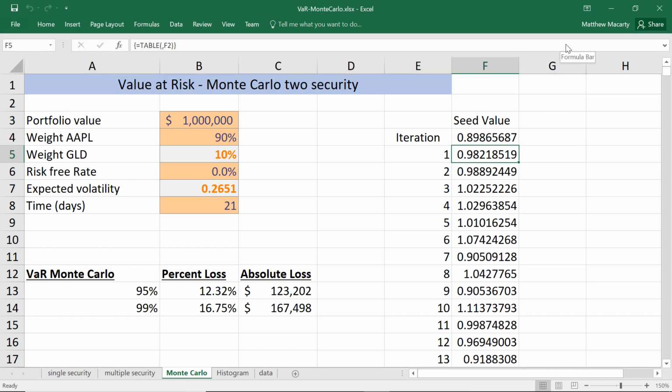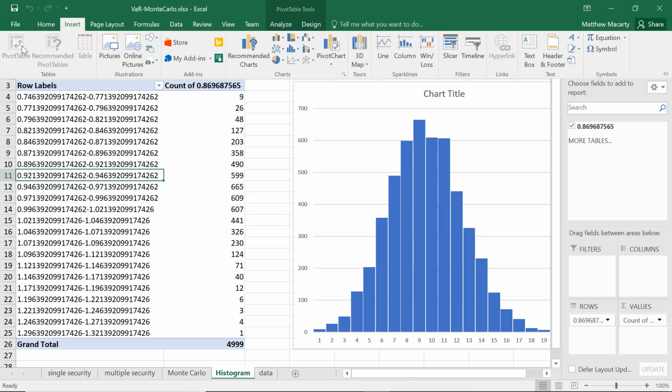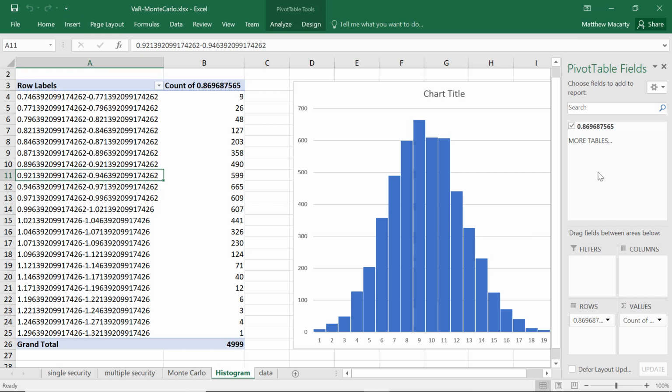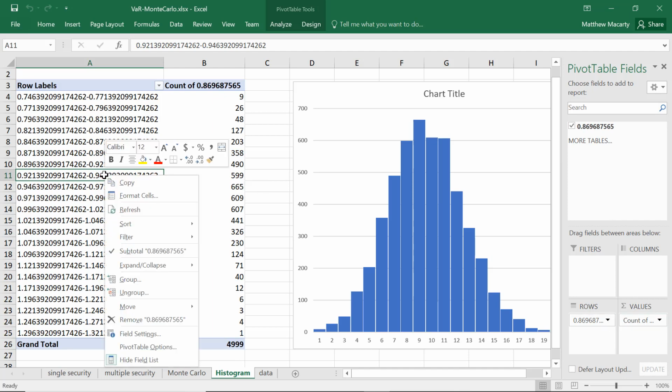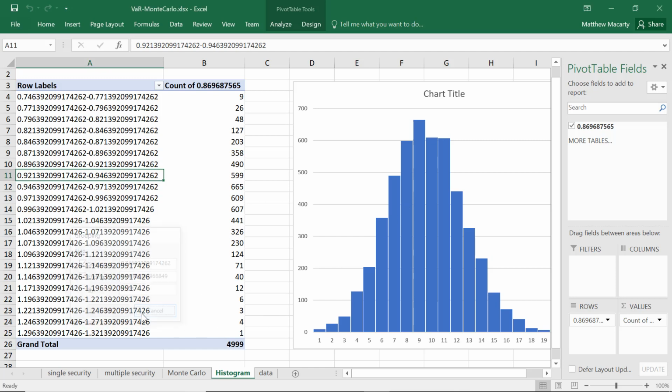The only other thing you might want to do is make a histogram of the portfolio ending values. And I went ahead and did that. All I did was insert a pivot table. And then in the values, I dropped in our stream of portfolio ending values and graphed it against itself. And I grouped the data. So if I right click and group here, you'll see that I grouped it by 0.025. I end up with a nice histogram.